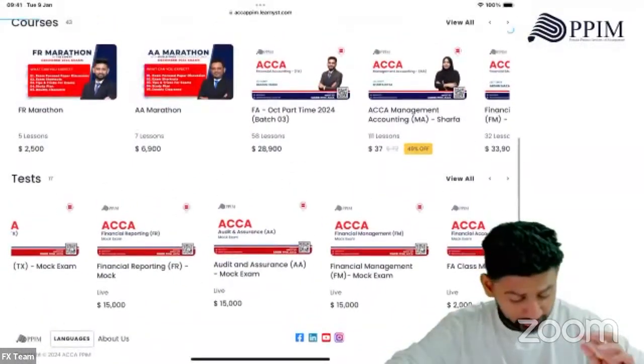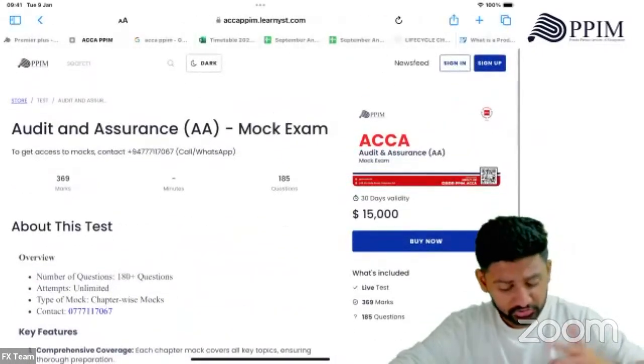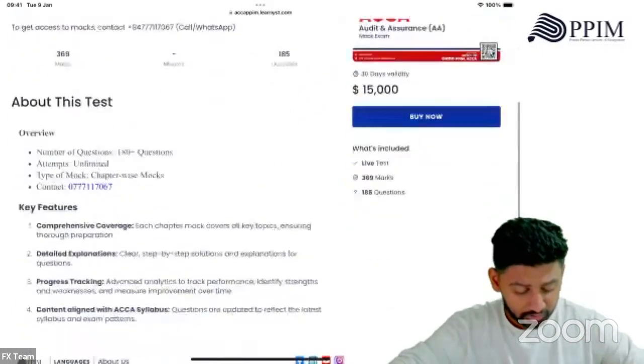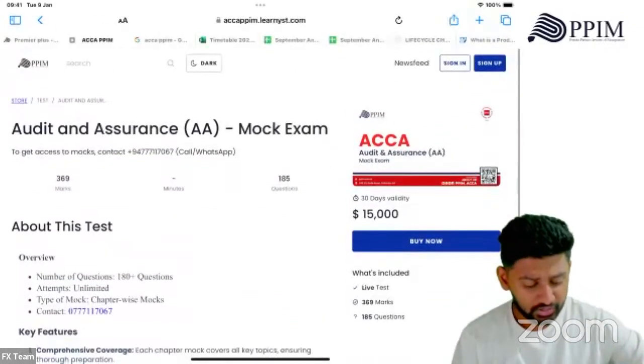Guys, there are some mock exams also, right? I think it comes free if you're registered, but if you have registered, just get this because it covers a lot of questions. Anybody who has tried it?